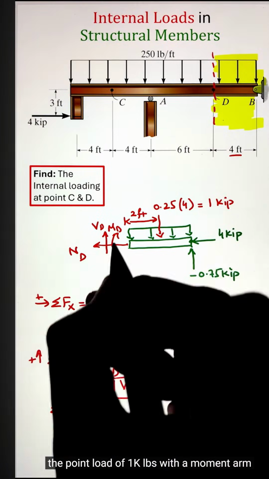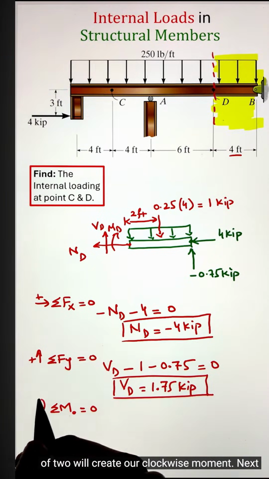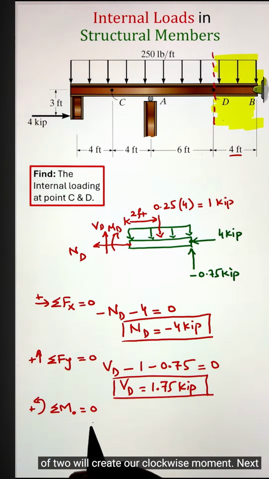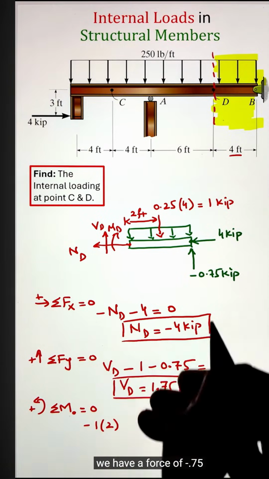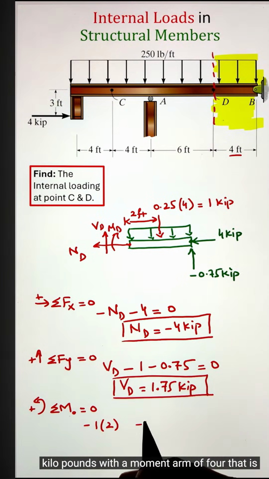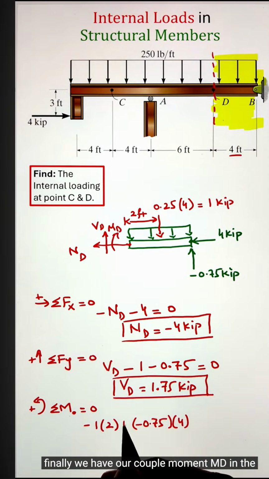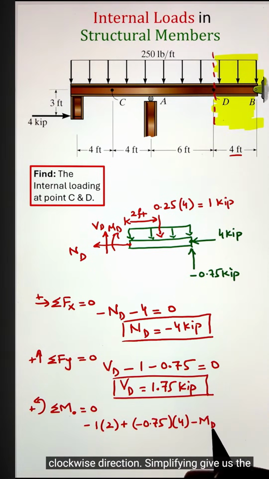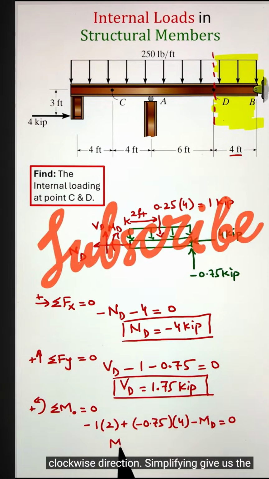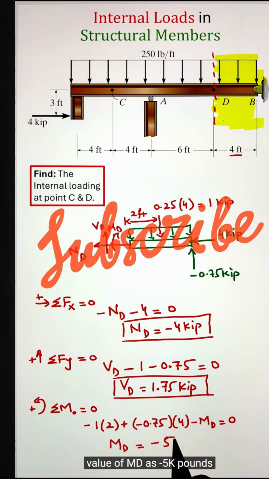Here, the point load of 1 kilopound with a moment arm of 2 will create our clockwise moment. Next, we have a force of negative 0.75 kilopounds with a moment arm of 4 that is creating our counterclockwise moment. And finally, we have our couple moment MD in the clockwise direction. Simplifying gives us the value of MD as negative 5 kilopound-feet.